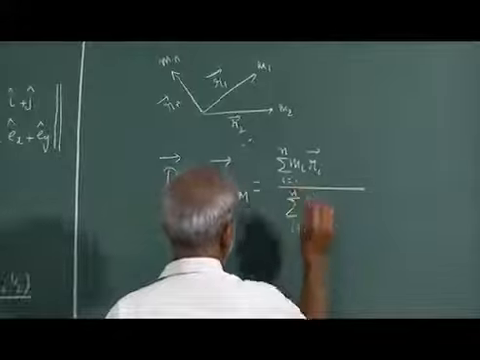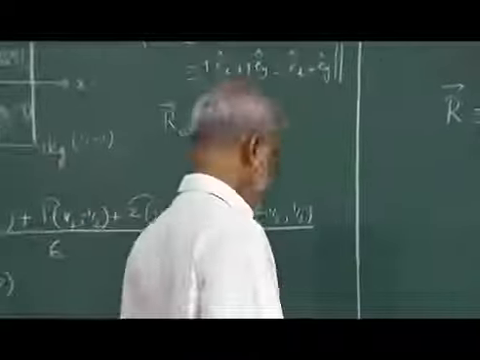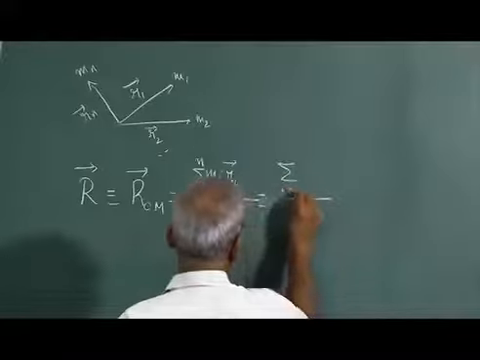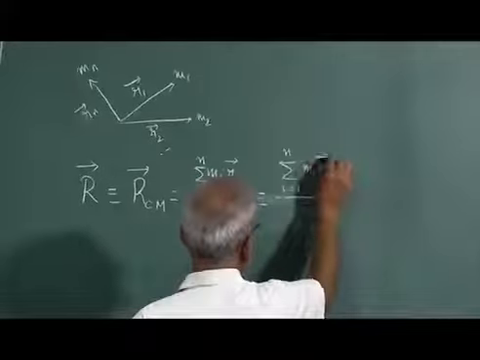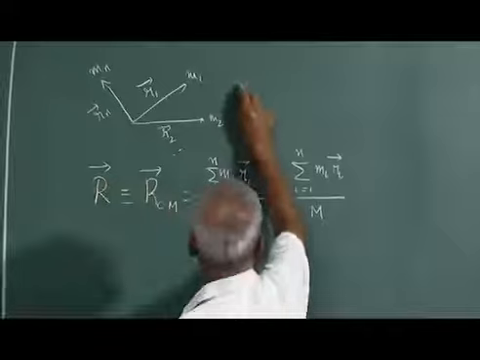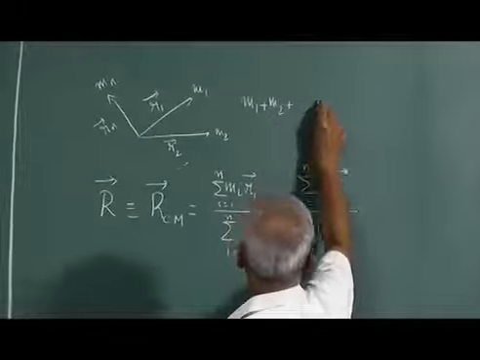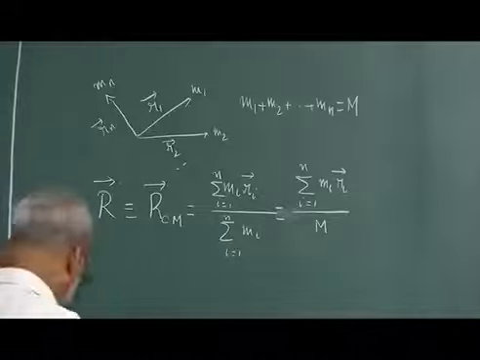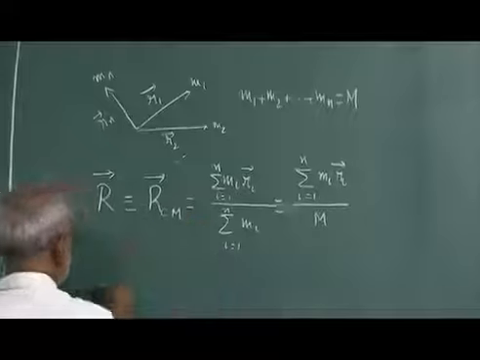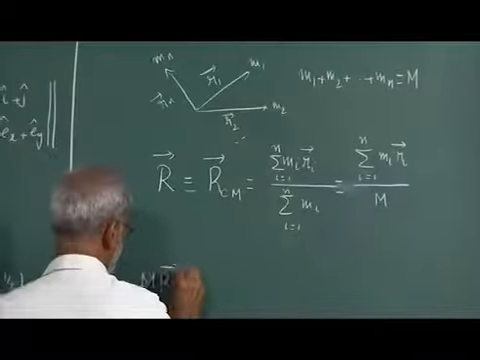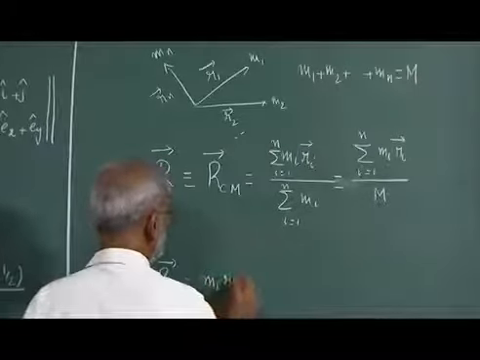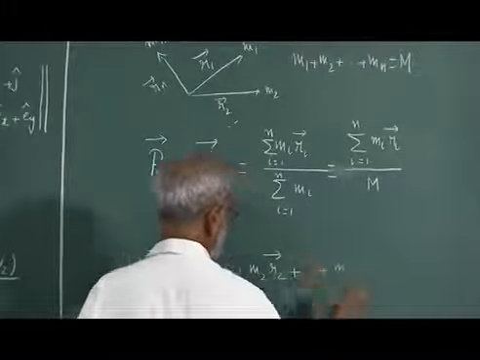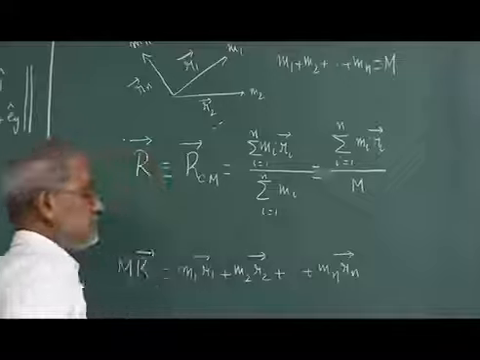Here we have little n number of particles. This is the same as, if the total mass is M, the summation of m_i r_i, I running from 1 to little n, divided by capital M, where m1 plus m2 up to mn is capital M, the total mass of the system of particles. So I can bring the M to this side: M times R is equal to m1 r1 plus m2 r2 vector, plus mn times rn vector.